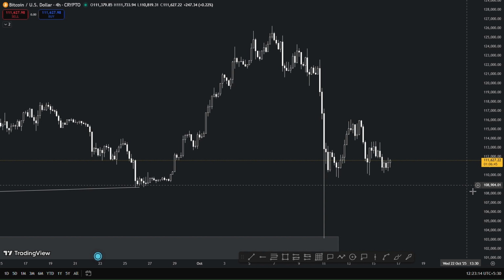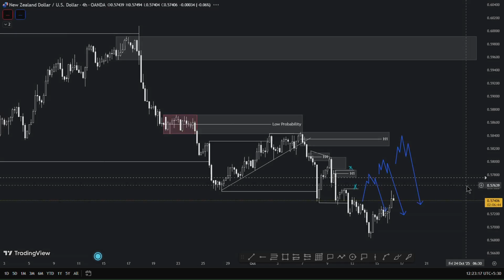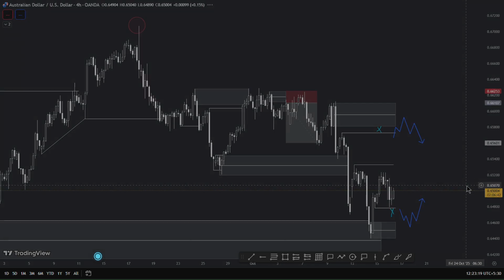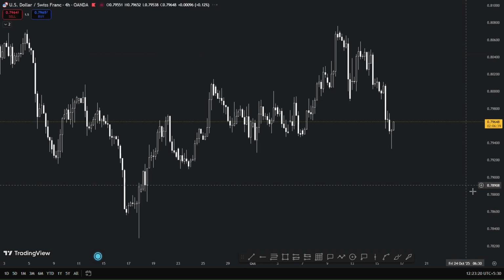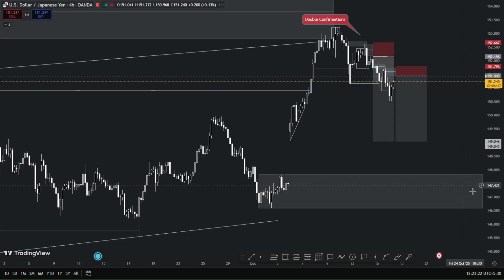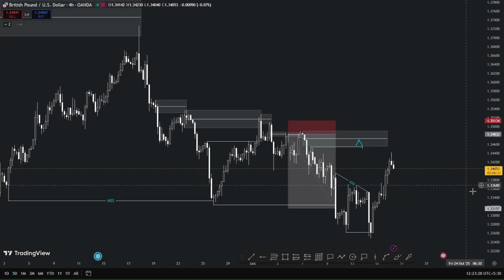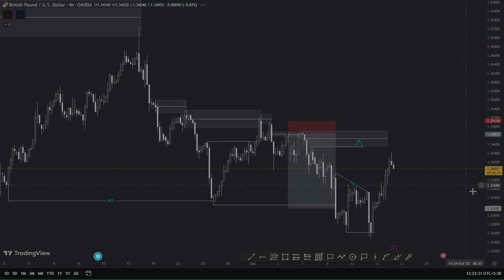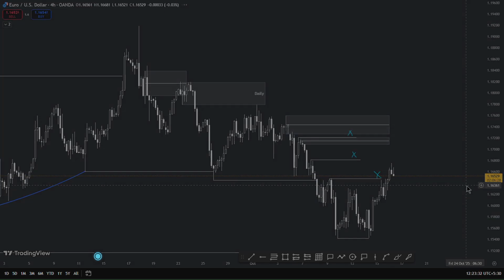And as for current trades, we have two open trades on the USD CHF and USD JPY. We also have a second entry on the USD JPY and nothing on other pairs right now.